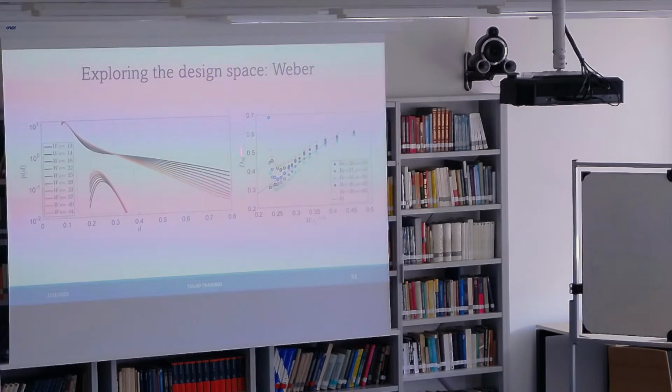And then you compute the mean volume diameter of the population. You see that it scales linearly when the Weber number is sufficiently high from here on. And as a function of the Weber number, it scales linearly as it should.